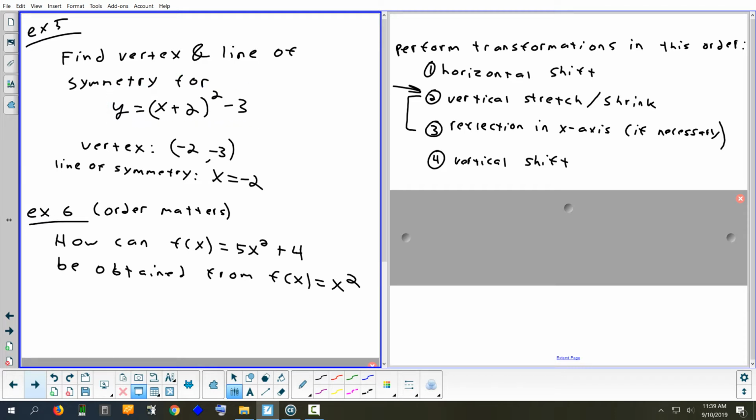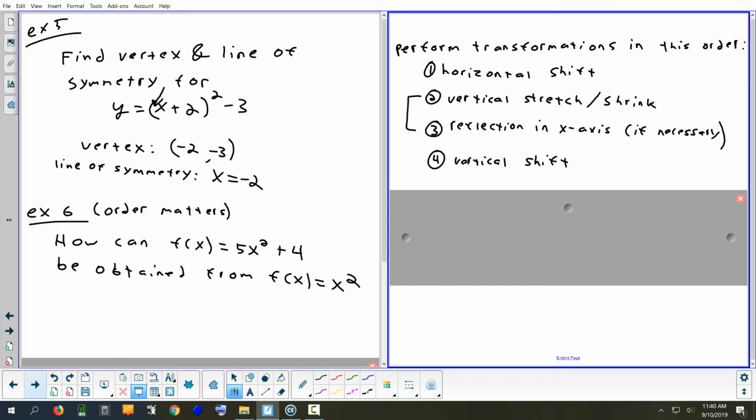Now, we're not doing it in this section, but we could do horizontal stretches. That would be a number right next to the x. We're not doing that with parabolas, though. So you're not going to have to worry about horizontal stretches. If you were, they would go right here. I can write it in if you want, but you're not going to see it in this section. You will later on. Horizontal stretches would go right after step 1.